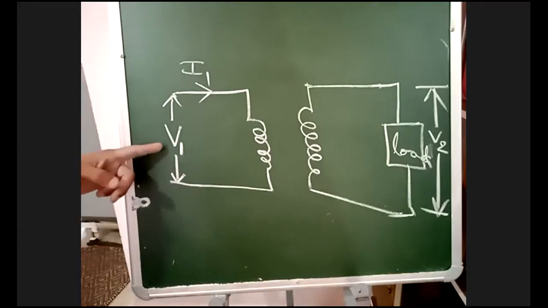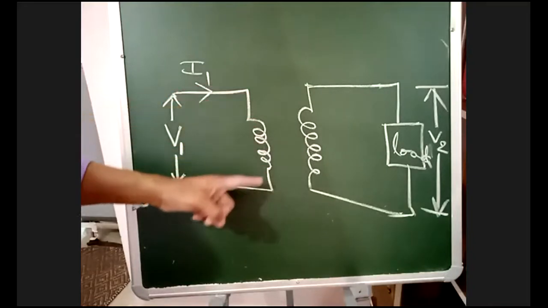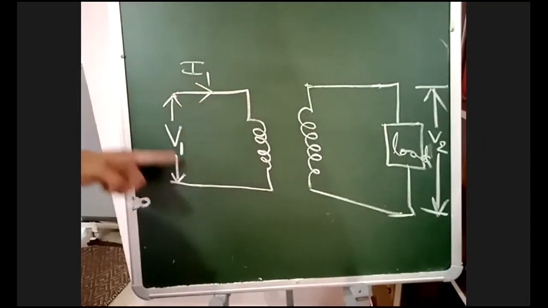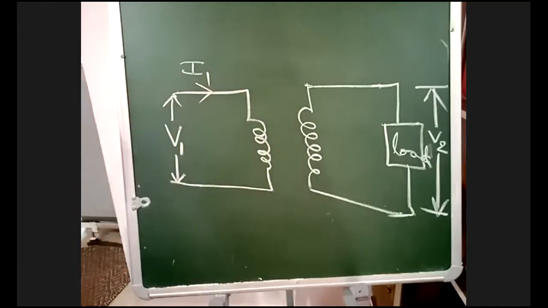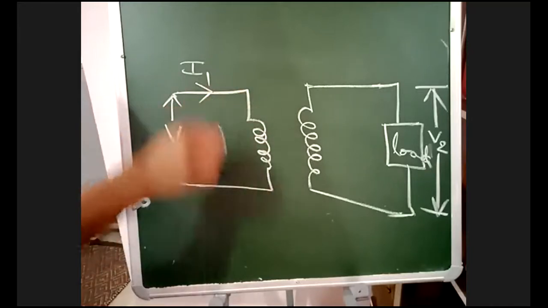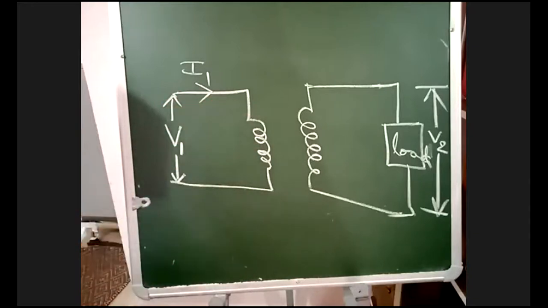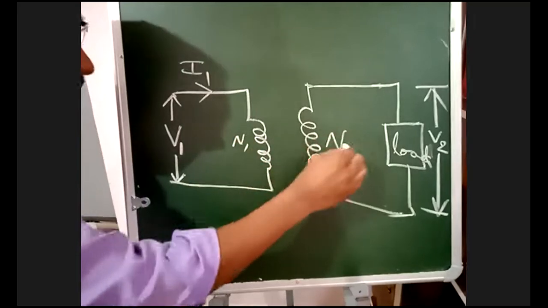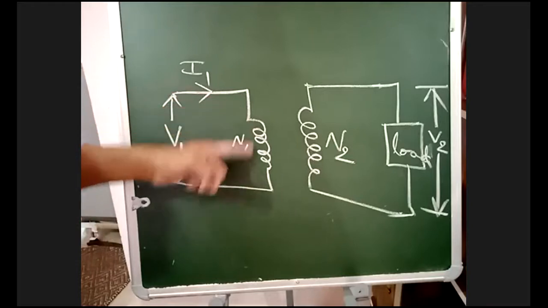When you apply the supply voltage, current is passing through this coil. This is the direction of the current. Here a closed path is there. I1 is the current flowing in the closed path. Let us take this as N1 and this will be N2. Now current I1 is flowing in the winding.